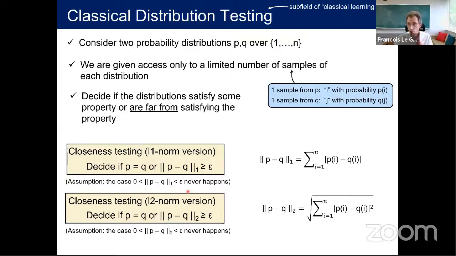An important point here is that we never consider the case where the distance is strictly larger than 0 and strictly smaller than epsilon. So we assume that the input satisfies one of these promises. Either the distance is 0, so they are the same, or the distance is at least epsilon. We never consider inputs that have a distance between these two bounds.